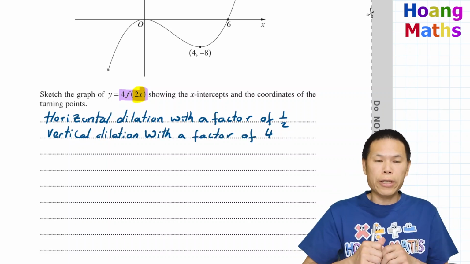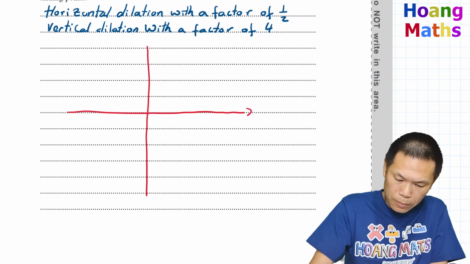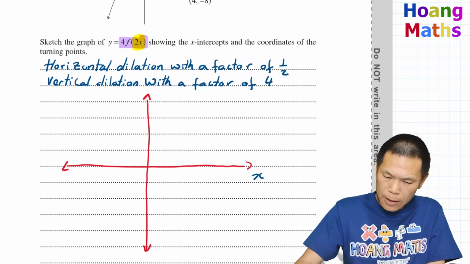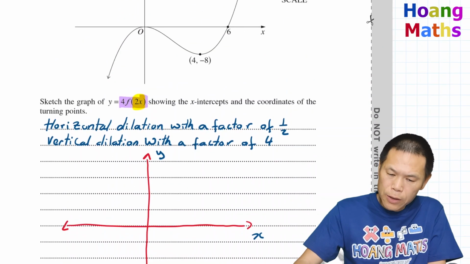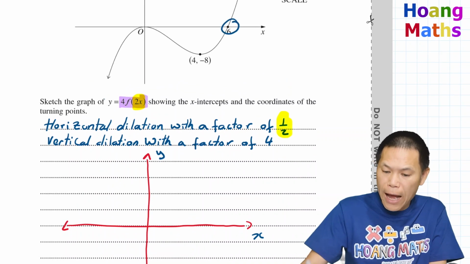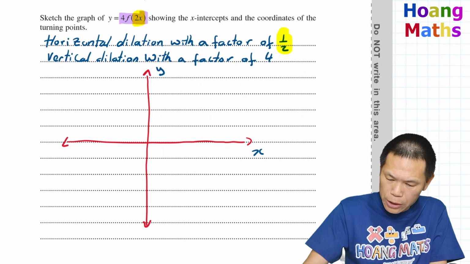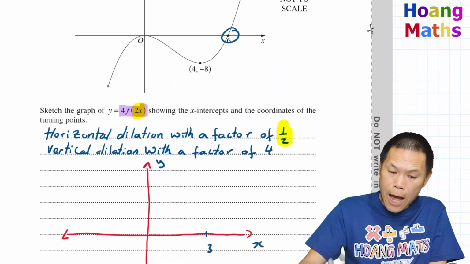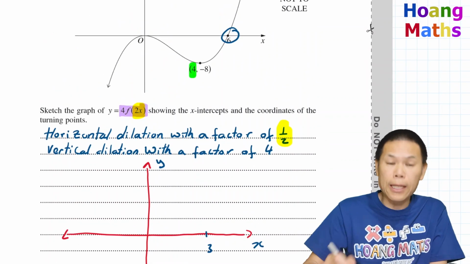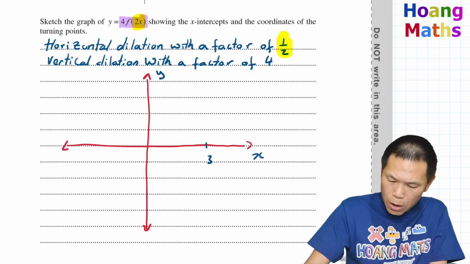So let me just draw out the number plane first. So this is x and this is y. First of all, this is 6 here. We have a horizontal dilation of factor of a half. So a half of 6 is 3, so let me just change that to 3. And a half of x, that is half of 4, is 2. So the turning point here is along 2 somewhere here, okay? So roughly here, along this line, if you like.